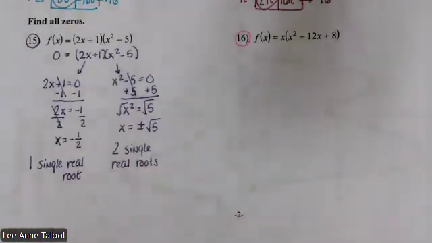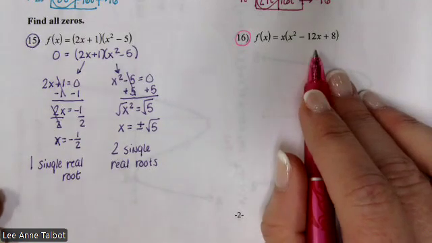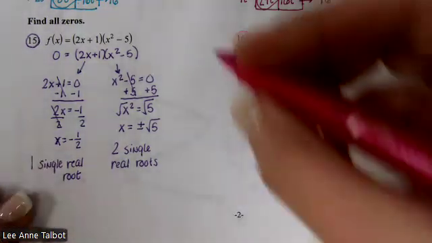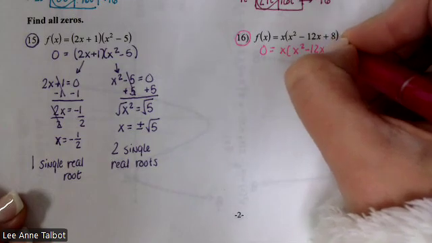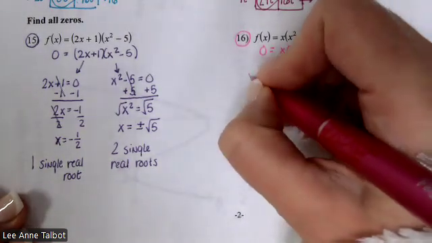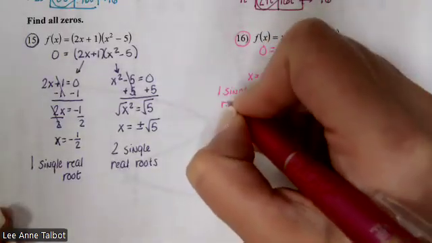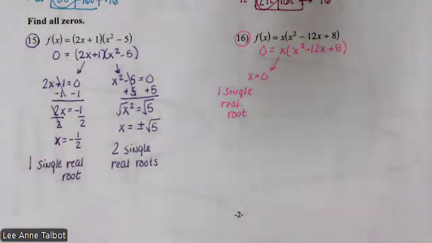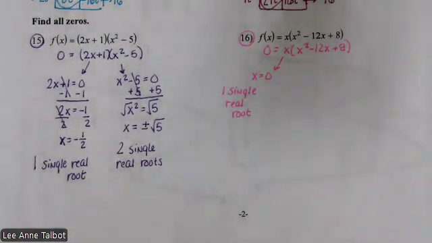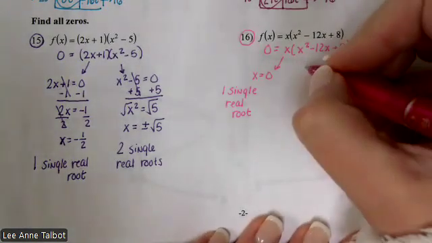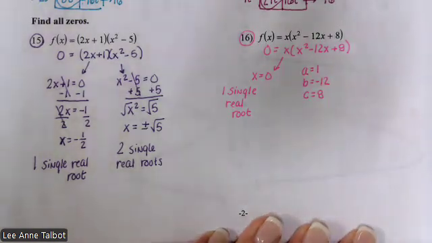Okay. Number 16, last one on this page. Find all zeros. Oh, snap. I have a trinomial. That means that I have to do quad formula. So 0 equals x squared minus 12x plus 8. Okay, this guy's easy. That's x equals 0, one single real root. And if you got stuck on number 3 on the quiz 2 review, this is what you were supposed to do there. A equals 1, B equals negative 12, C equals 8.